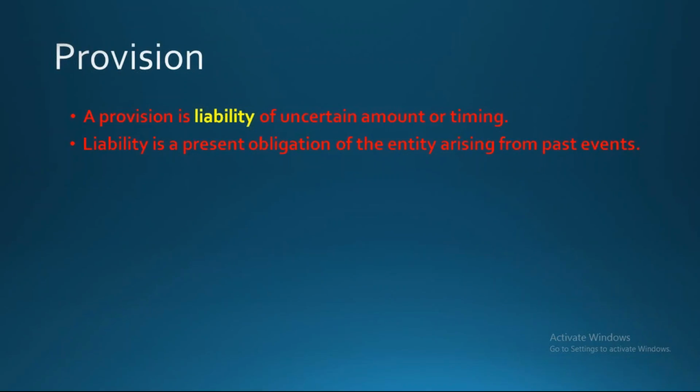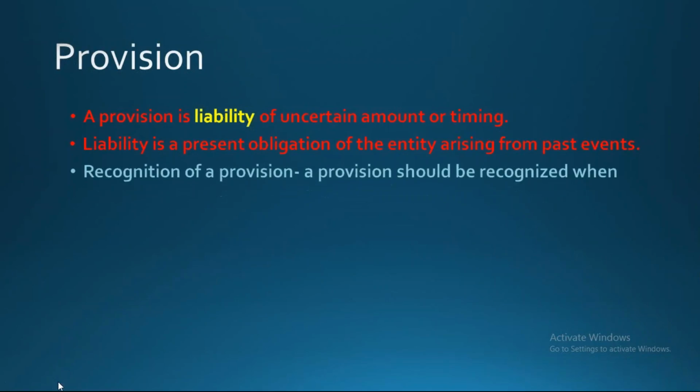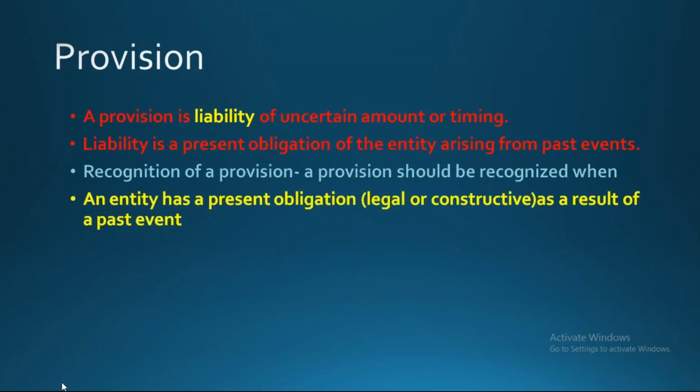A provision is a liability, a present obligation, where the amount is uncertain. So now, to recognize a provision, what are the ingredients you should have? Whenever we want to recognize a provision, these key ingredients should be there. It must have a present obligation, legal or constructive, as a result of a past event.